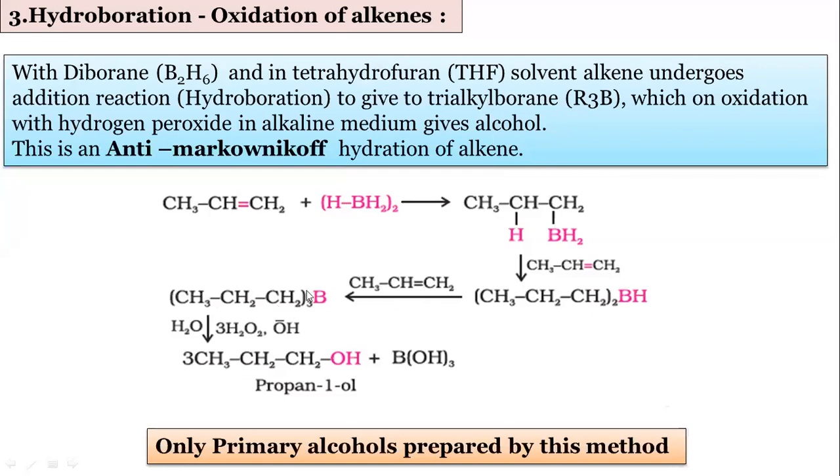The name of this product is trialkylborane. It is actually tripropylborane, which on oxidation with hydrogen peroxide, H2O2, in alkaline medium, OH minus, gives the primary alcohol here, propan-1-ol. So this is one of the methods of preparation of alcohols.